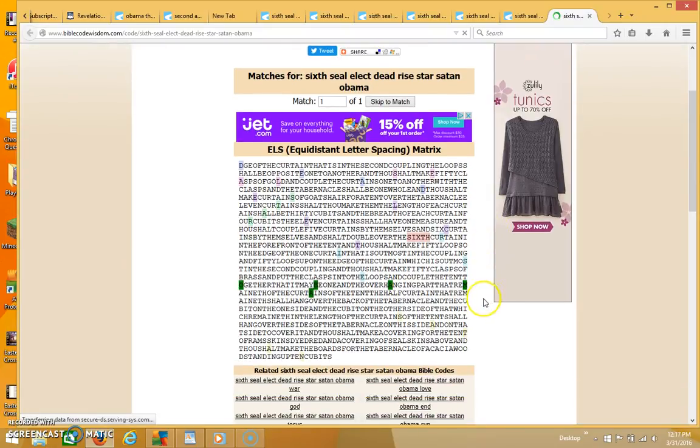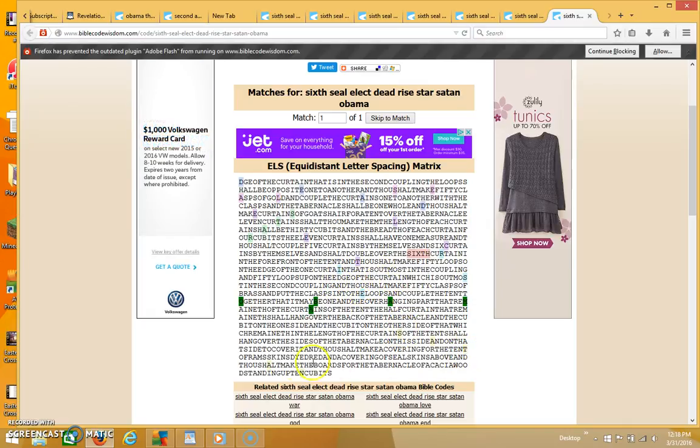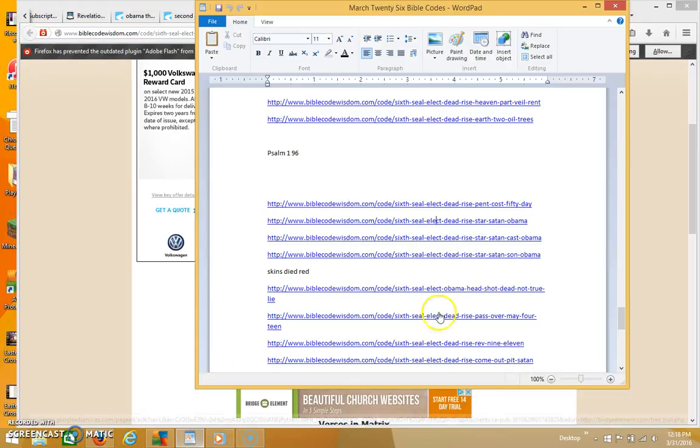Okay, in this one I had tried to put in Satan, and that came up. You see it in the green here. Well, no, that's not it. It's over here in the yellow, in this light yellow, with the letters S-A-T-A-N. And then I tried to put in Obama, and that came up in the green with the letters O-B-A-M-A. So let's see what the next one has.